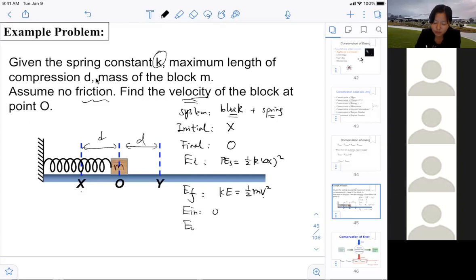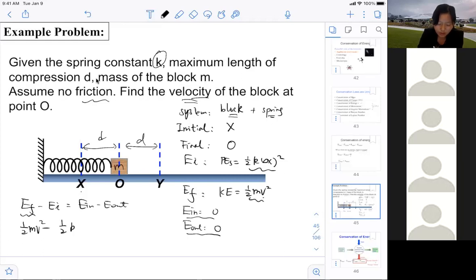Inputs are zero, outputs are zero. Because there's no friction, there's no output. There's no input because there's no driving force. The spring and the block are going on their own. So quickly put it into our energy equation, you will find the final is all kinetic. The initial is all potential. So you can see this is a transformation between kinetic energy and elastic potential energy, back and forth, back and forth.